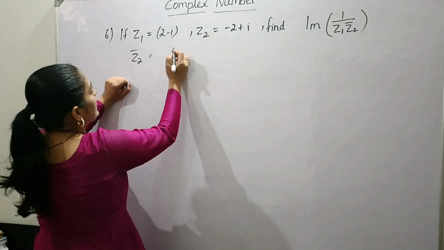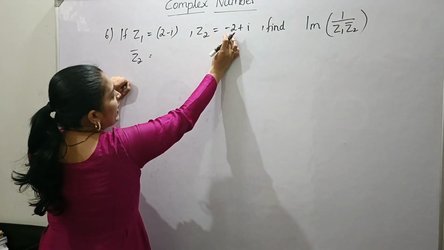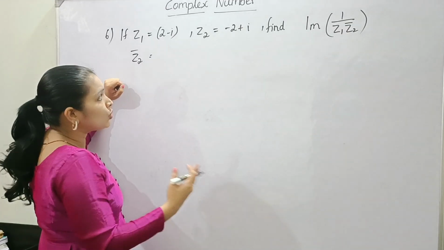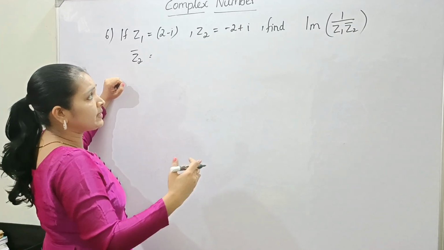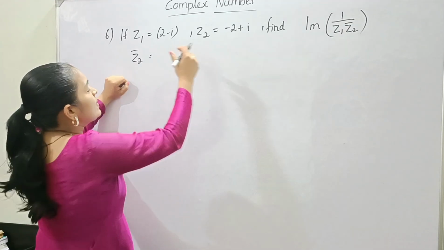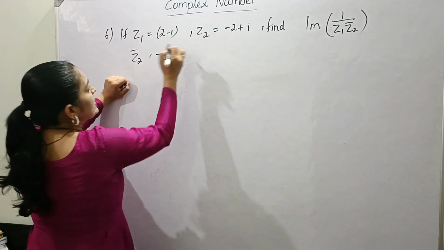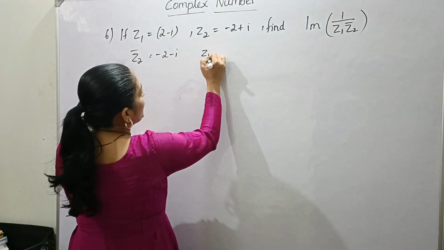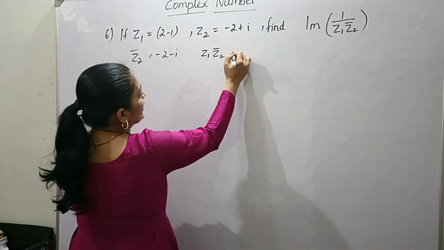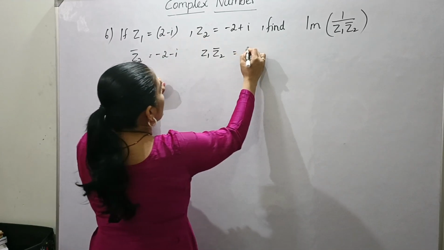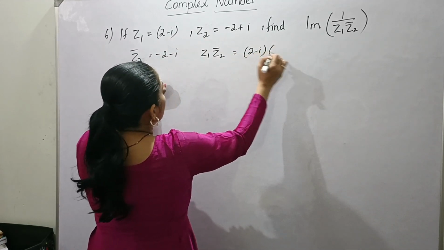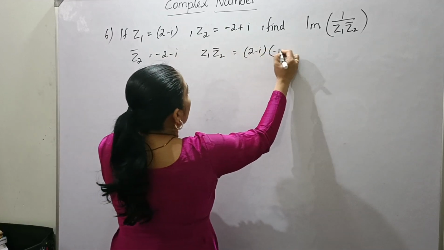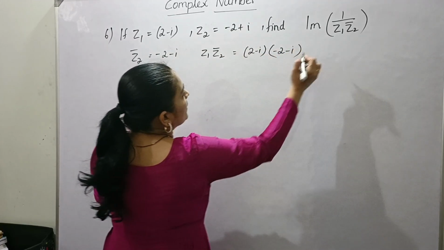z2 conjugate, that is, here z2 is minus 2 plus i. So z2 conjugate is nothing but just changing the sign of the imaginary part, right? So that is minus 2 minus i. Next, let us find z1 into z2 conjugate. That is, z1 is 2 minus i, into z2 conjugate, minus 2 minus i.